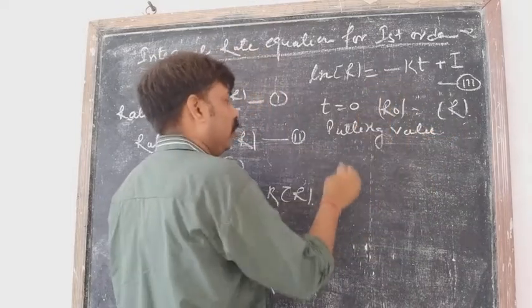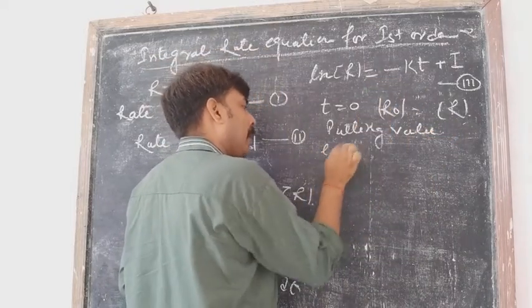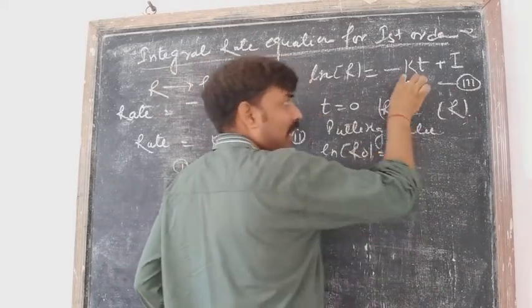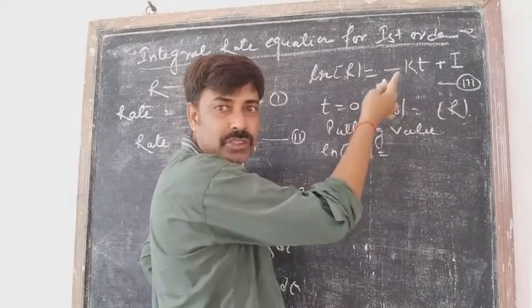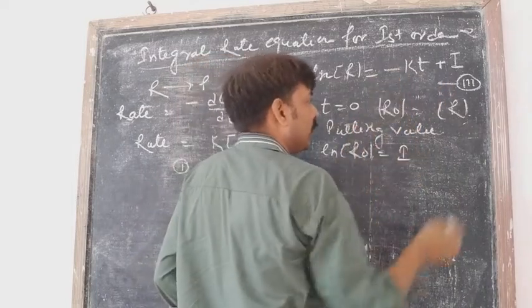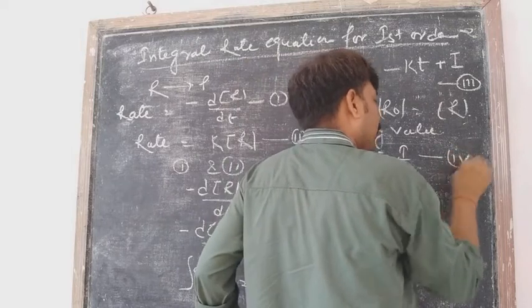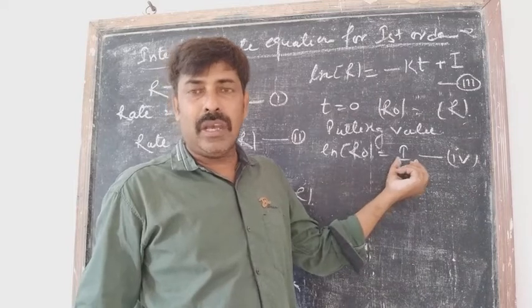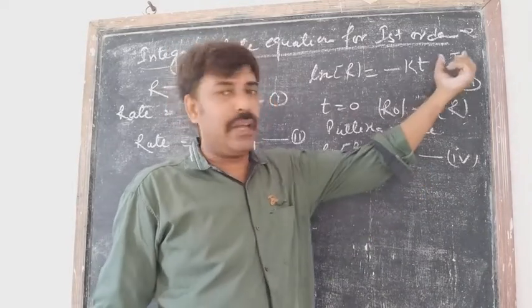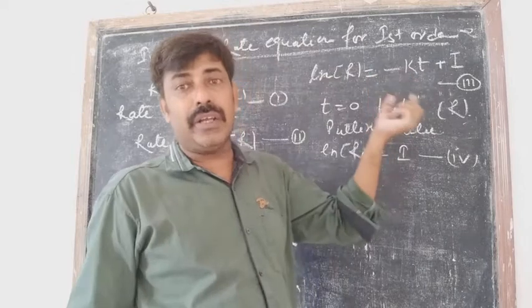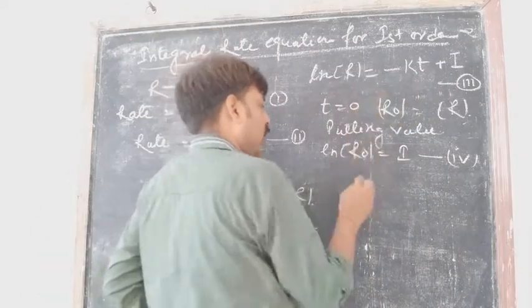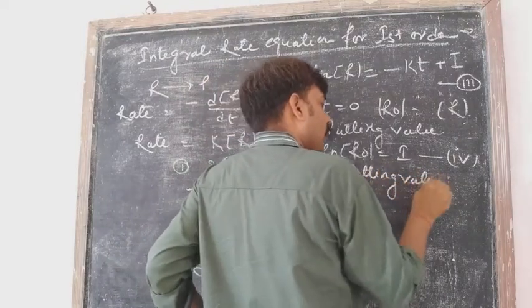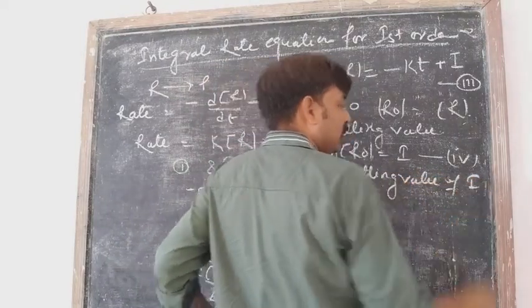And when you put the value, it will be ln concentration R naught equal to minus k into 0, that means 0 equal to I. From here we can get the value of integral constant I, and if we put the value of integral constant I, we will get the integral rate equation.